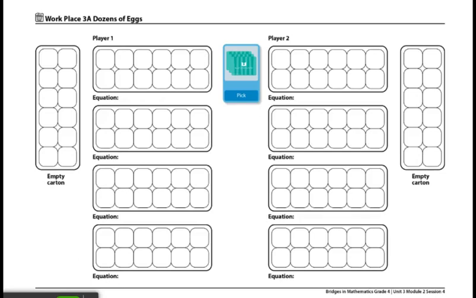These are the directions for workplace 3A, dozens of eggs. In order to play this workplace, each player will need one dozen of eggs record sheet, one deck of dozens of eggs fraction cards, and a set of colored tiles.